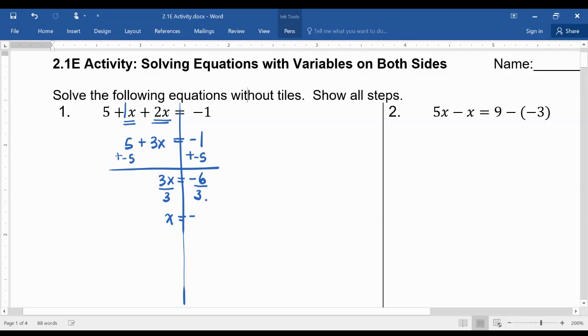A negative divided by a positive is a negative, and 6 divided by 3. Remember, you also have the option of doing this. So it's going to be 2/1 or 2, and we already also said it was negative. So -2 is our final answer.